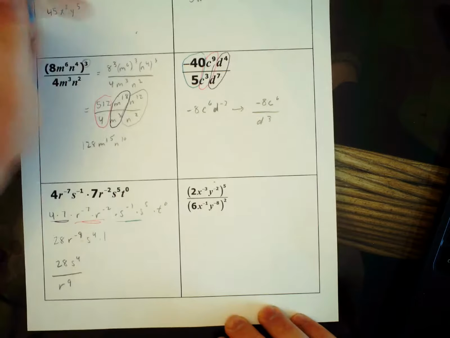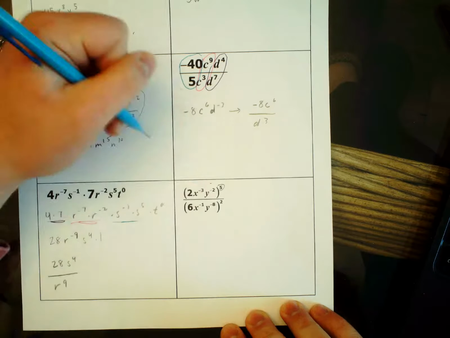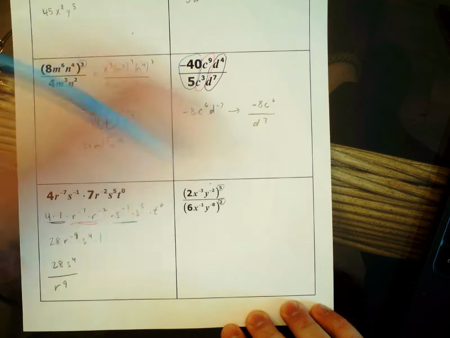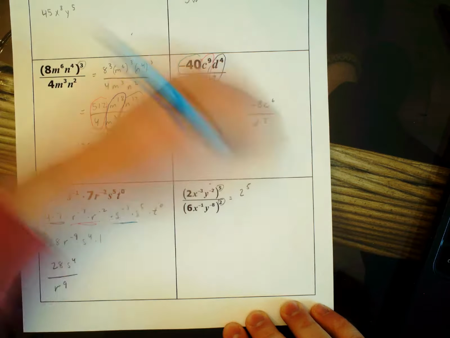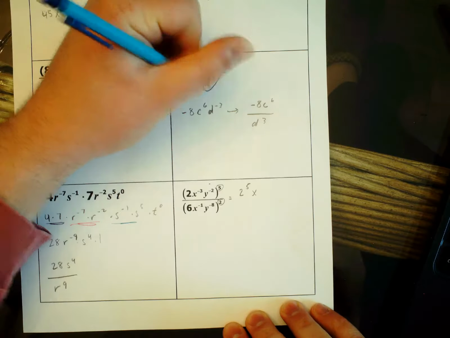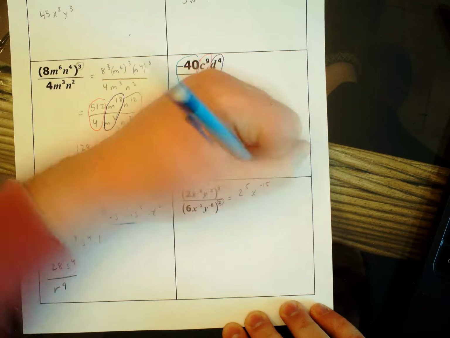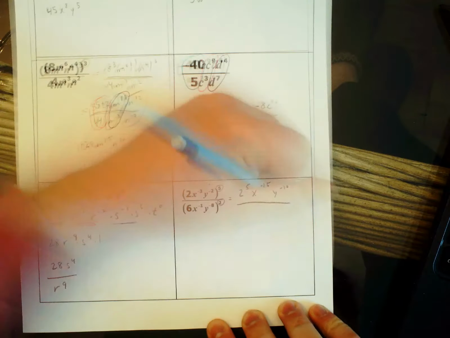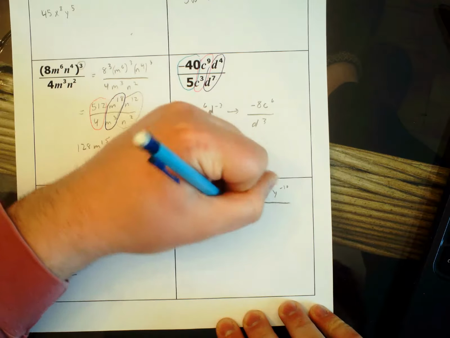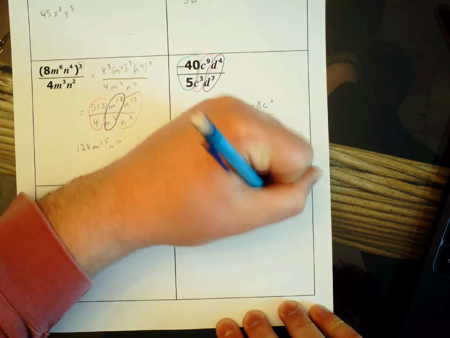All right, last one. This one's got a lot of steps. We're kind of going to put it all together here. So first thing I noticed, this 5 out here, I have to raise everything in the parentheses to the 5th power and everything here with the 2nd power. So I'm just going to rewrite it here. 2 to the 5th, x, that's going to be negative 3 times 5. That's going to be x to the negative 15th, y to the negative 10th, all over 6 to the 2nd, x to the negative 2nd, y to the negative 16.